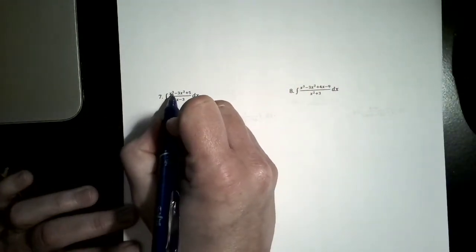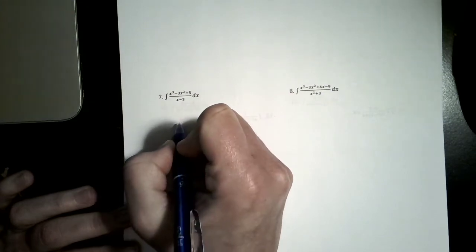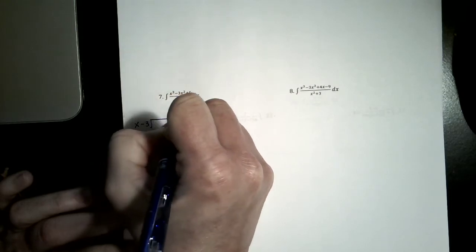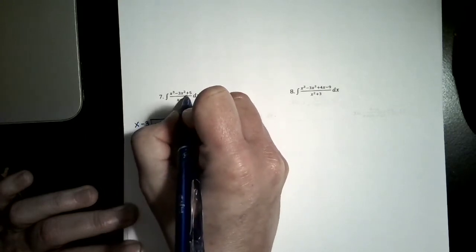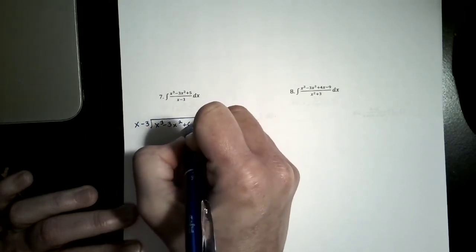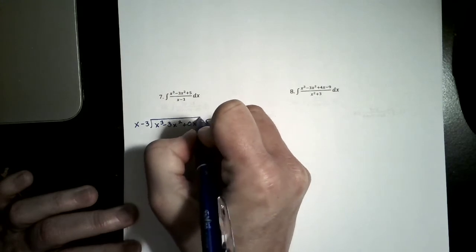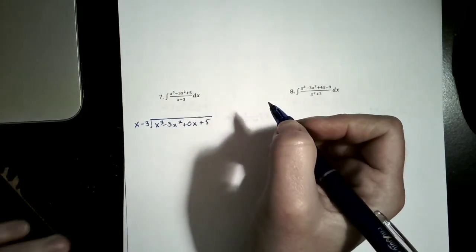So that means I'm going to have to do long division because the degree of the numerator is bigger than the degree of the denominator. It's top-heavy. So I'm going to divide x minus 3 into x to the third minus 3x squared. Uh-oh, I'm missing an x term, so I have to fill in plus 0x plus 5. Hopefully you remembered that from pre-calc last year.